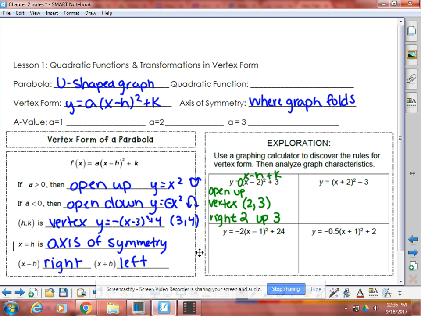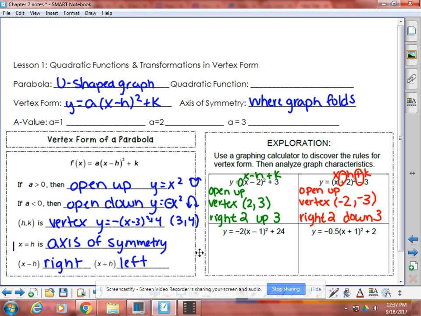Okay, so the one next to that. So this one also is going to open up. My vertex is, because it's x minus h, well, these signs aren't the same, so that means it's the opposite. And then it's plus k, well, these signs aren't the same, so it's negative 3. Okay, so when the signs don't match, they're the opposite. So what happened to this one? Well, it's a plus sign inside, so it went left 2, and then it went down 3.